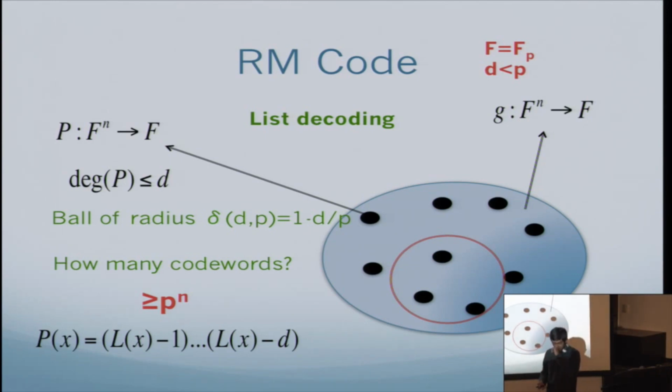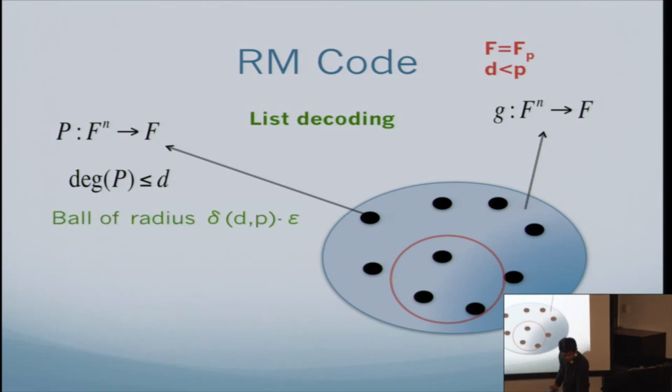But that doesn't rule out the fact that the list decoding radius can be this, because recall that the list decoding radius is the largest R0 such that if I shrink it, then the number of code words becomes independent of n. So what if I ask for the number of code words at radius 1 minus d over p minus epsilon? Can you show that it is independent of n?